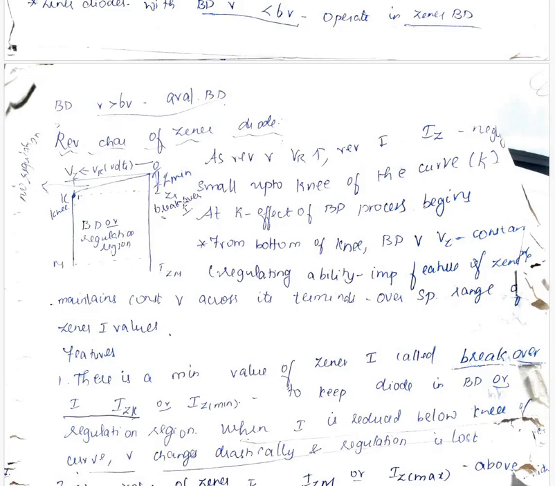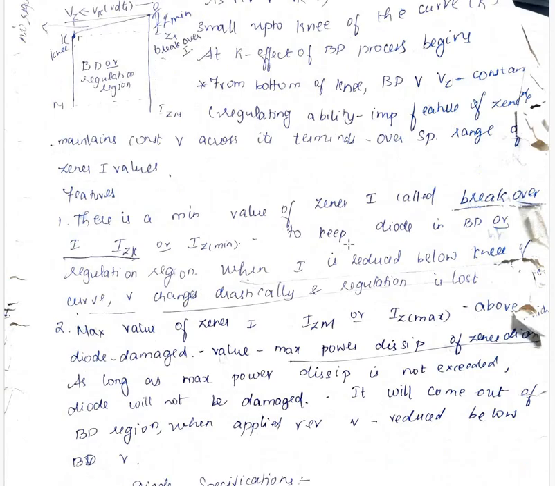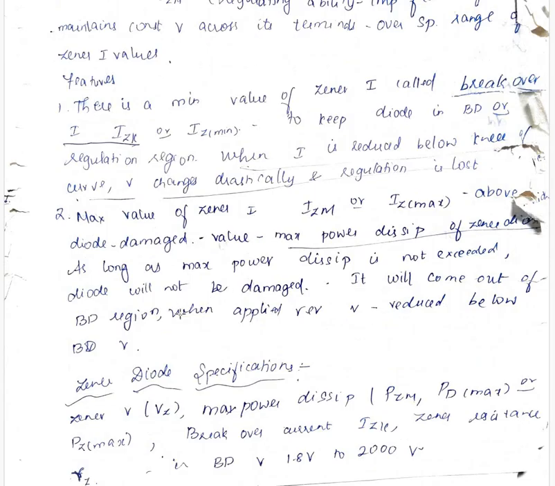Here is IZK, the minimum current, and IZM, the maximum Zener diode current. There is a minimum value of Zener current called the breakover current IZK or IZmin to keep the diode in the breakdown or regulation region. When current is reduced below this knee value, it does not work as a regulator. The maximum current is IZM or IZmax, above which the diode gets damaged. Then there is the maximum power dissipation of Zener diode.